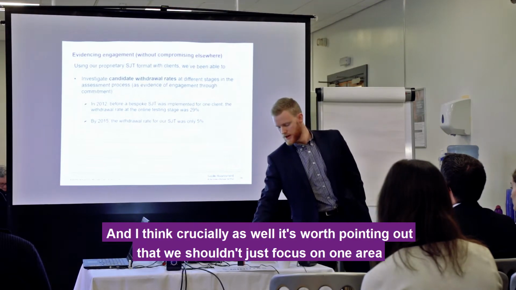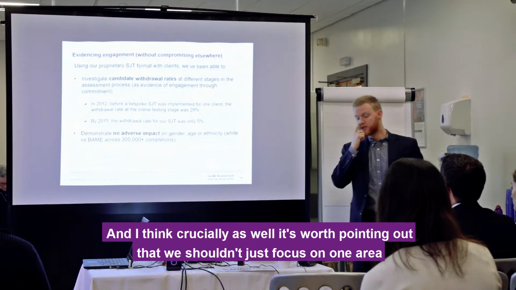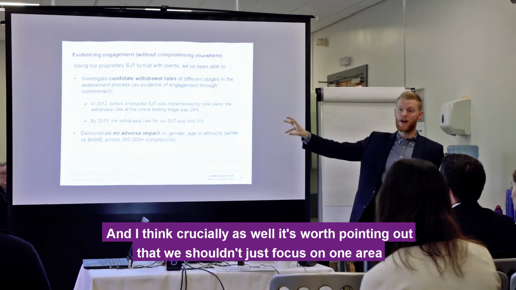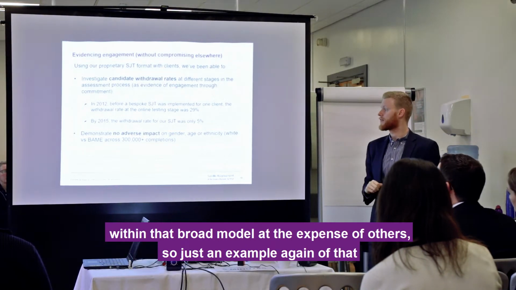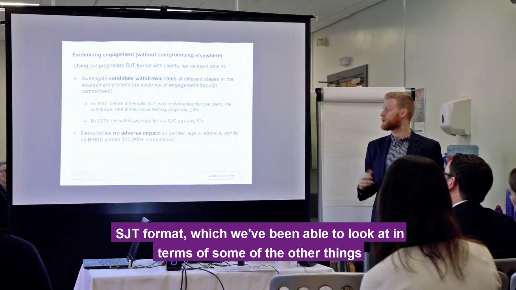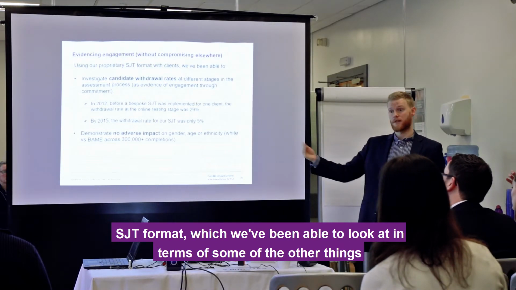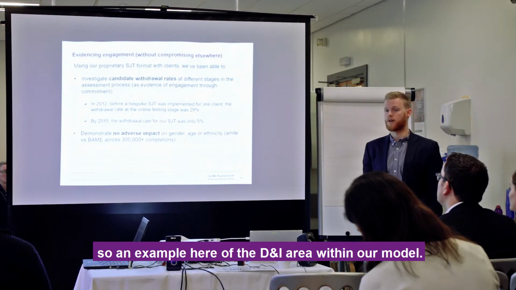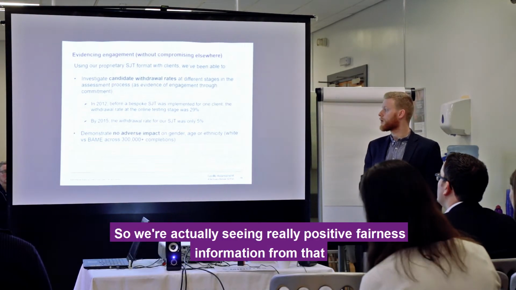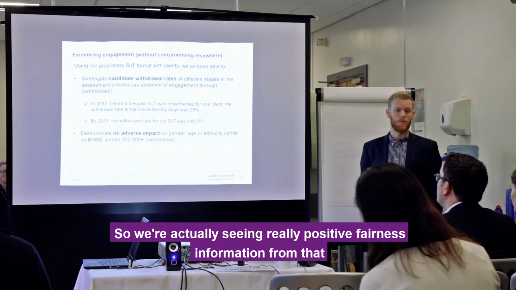And I think crucially as well, it's worth pointing out that we shouldn't focus on just one area within that broad model at the expense of others. Just an example again of that SJT format, which we've been able to look at in terms of some of the other things. An example here of the D&I area within our model, actually seeing really positive fairness information from that.